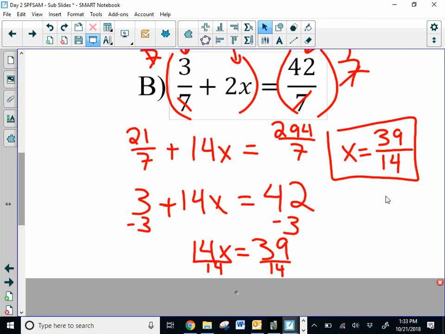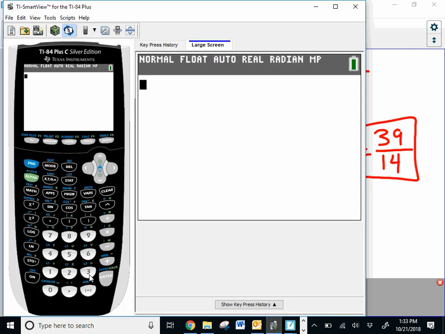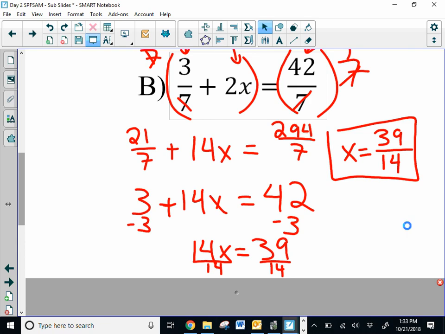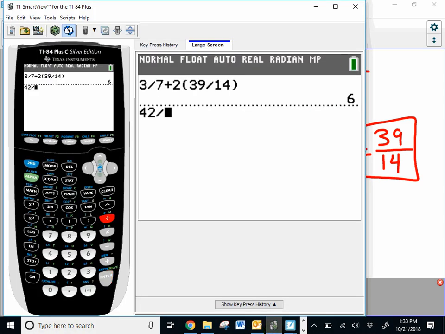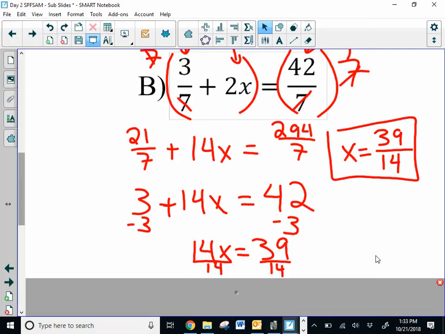All right, and then we just got to plug in that equation. So we're going to do 3 over 7 plus 2 times 39 over 14. That's going to give us some number, 6. All right, and then if we check 42 over 7, notice, also gives us 6. So both sides of the equation were equal, so we know that that 39 over 14 is indeed correct.